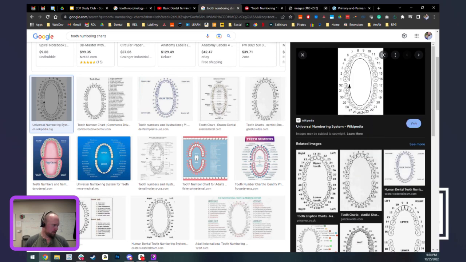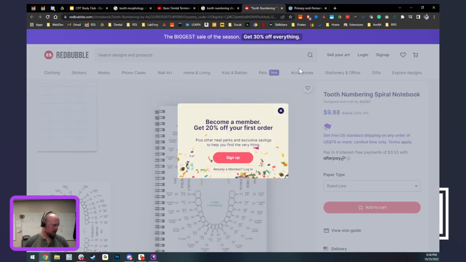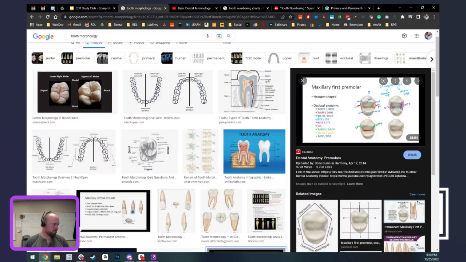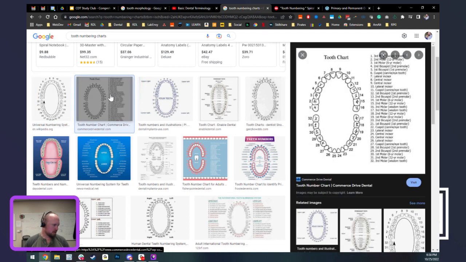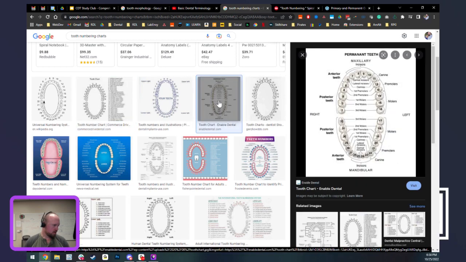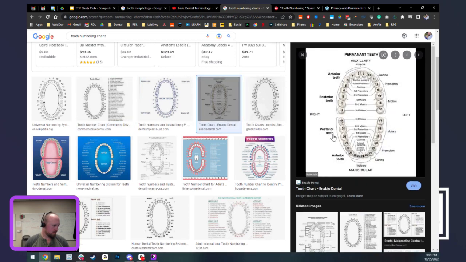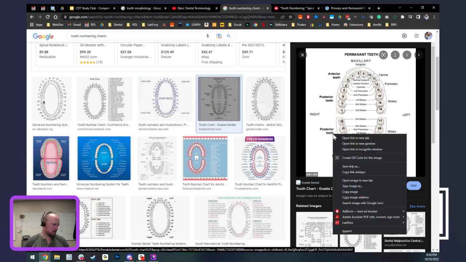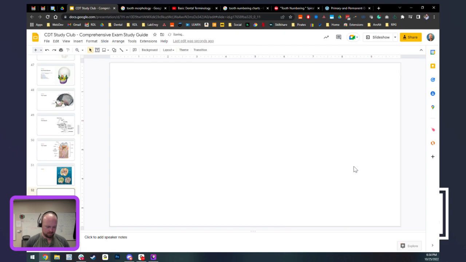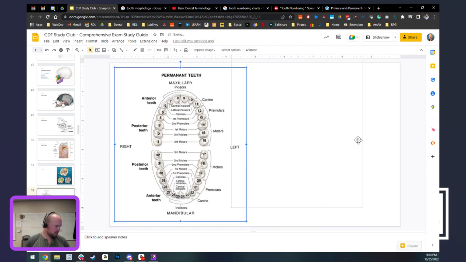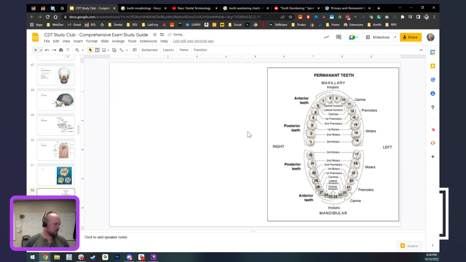Open image in new tab. See, that says... That is some sneaky Wikipedia stuff, man. And that's a nice little chart there. Copy image. It's better than this thing. All right, permanent teeth.